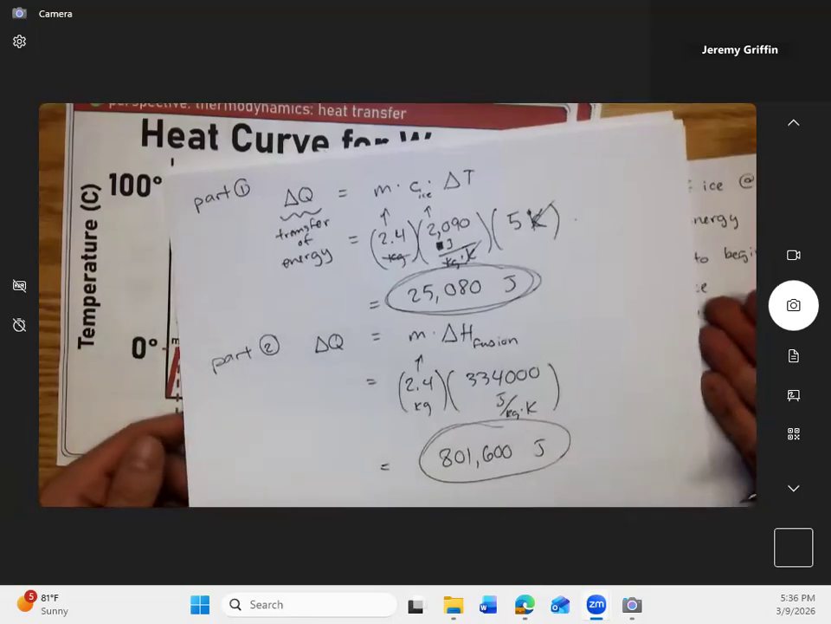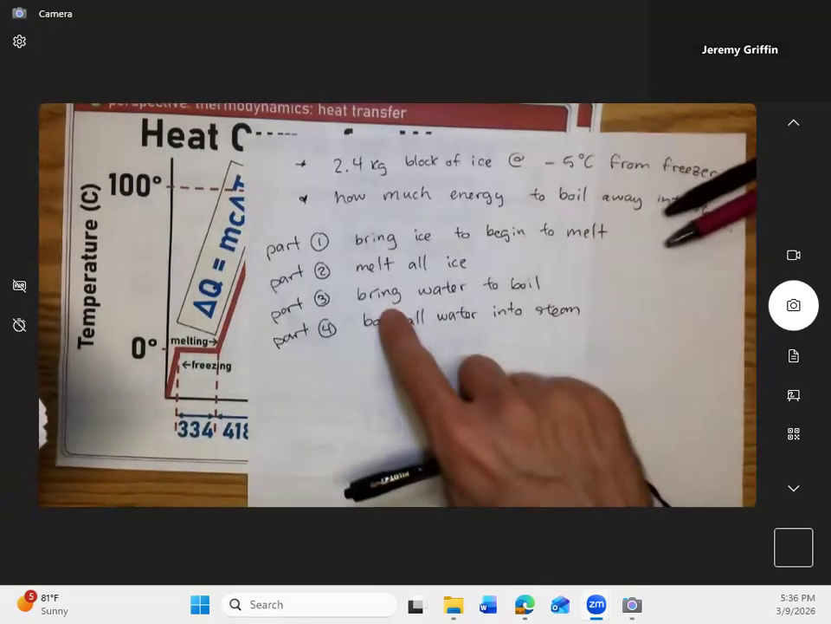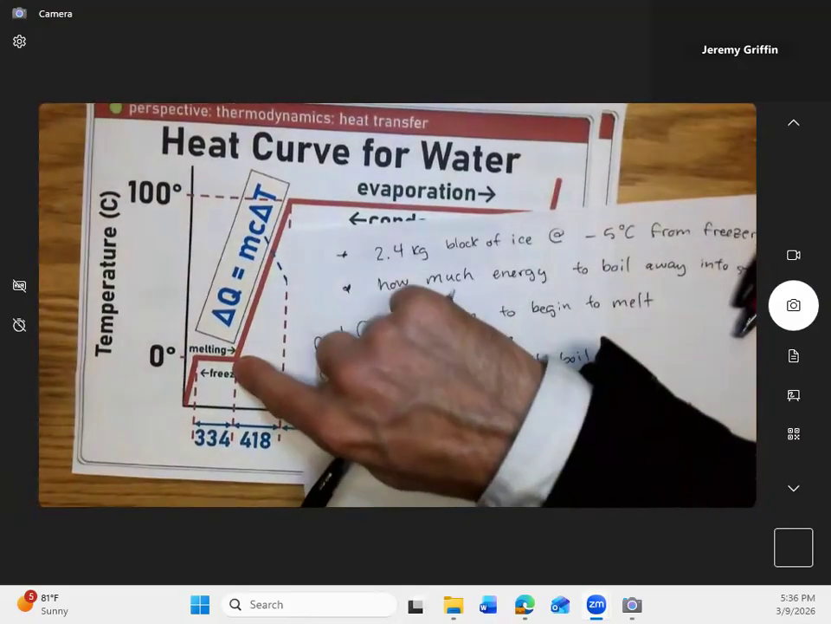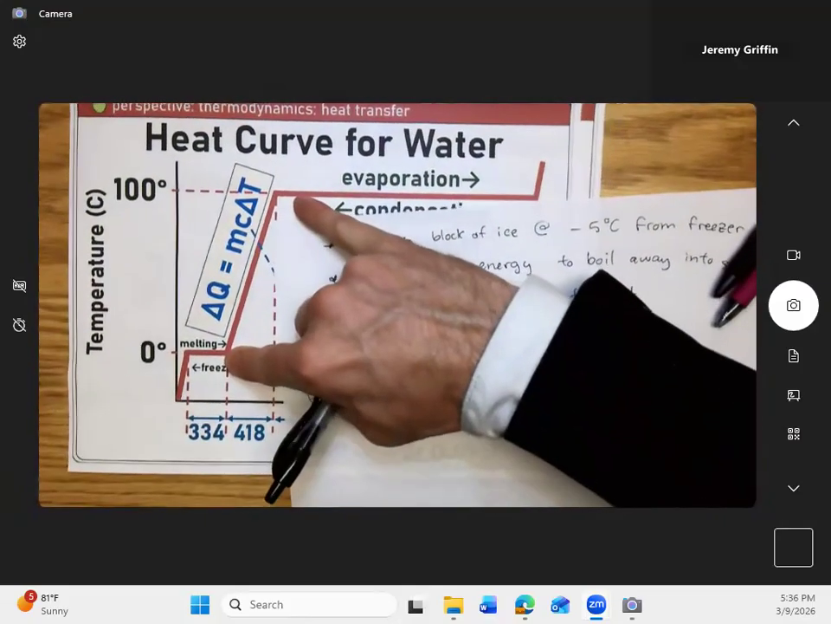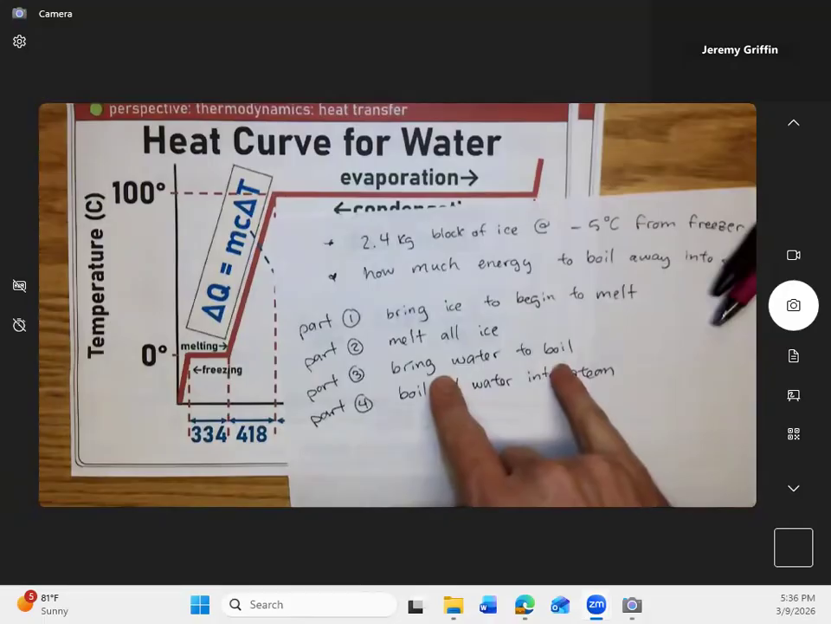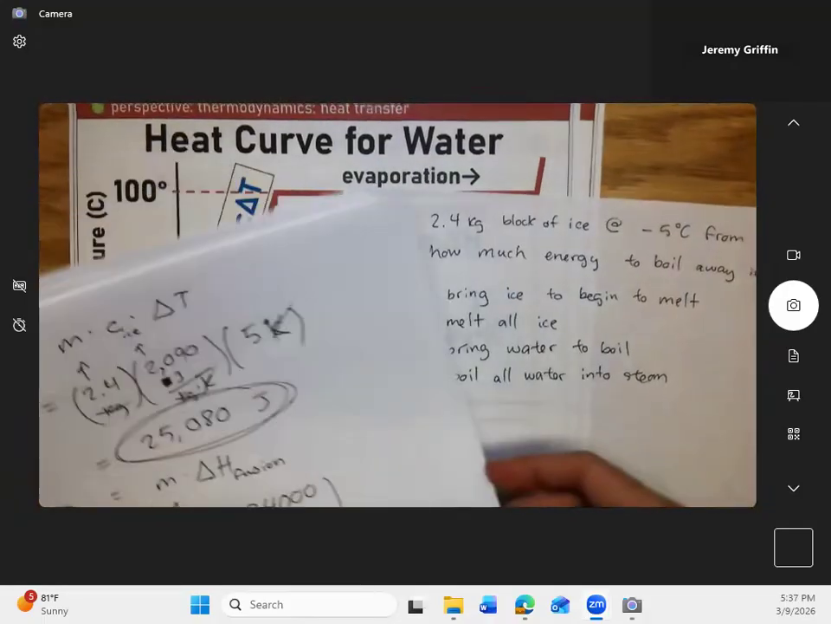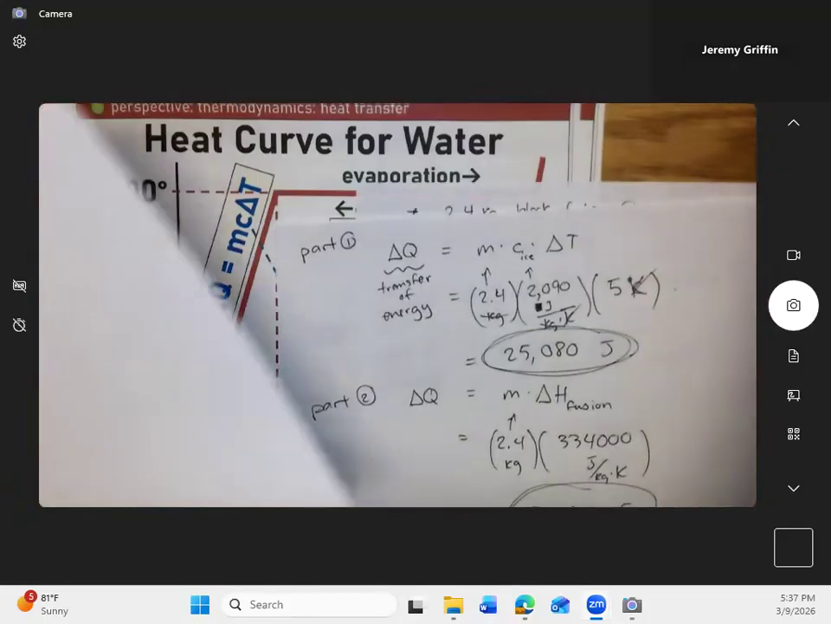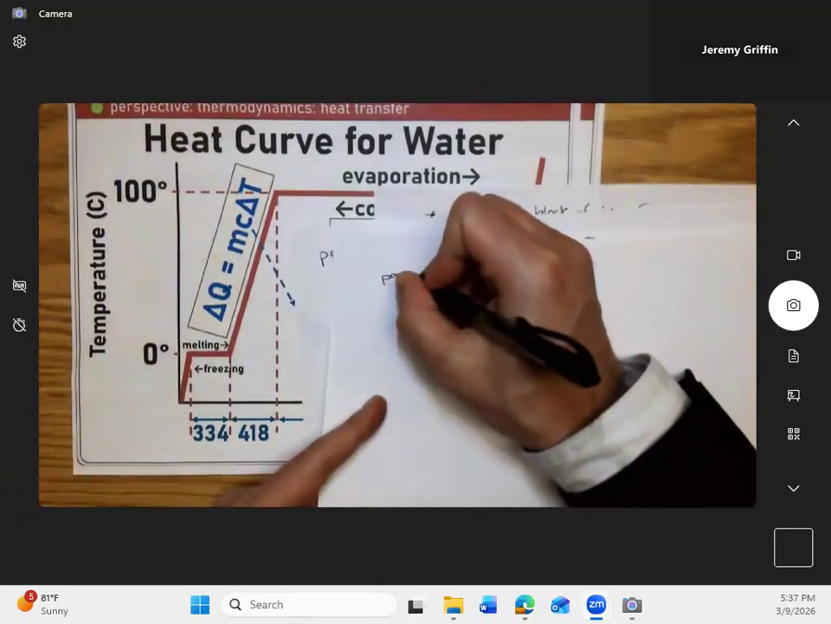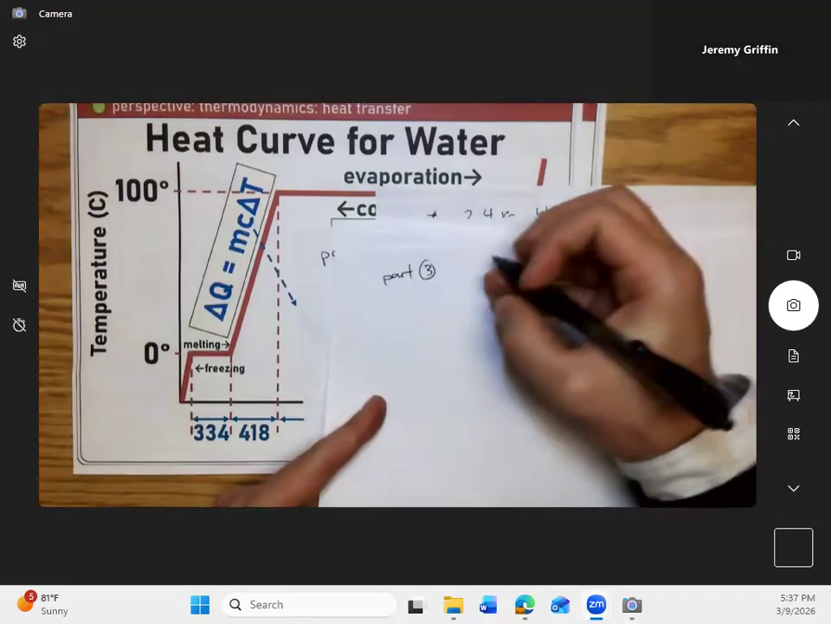Okay, now we got a puddle of water. Where are we going to do that puddle of water? We have to go from this point on this curve to this point on this curve, which is we're going to bring it to begin to boil. So that's part 3. So let's move on to part 3 here. Part 3 of this journey, bring the water to boil.